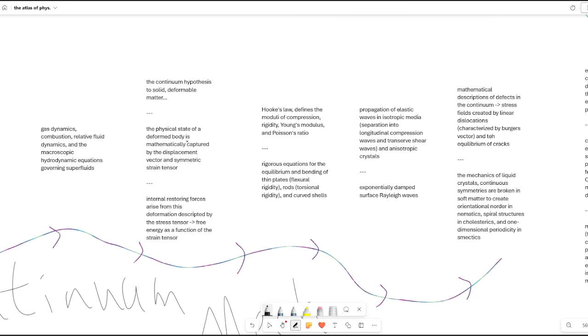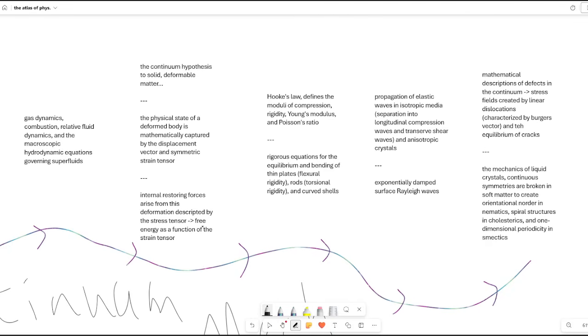So yeah, the physical state of a deformed body, of a solid deformed body, is mathematically captured by the displacement vector and symmetric strain tensor. Internal restoring forces arise from deformation described by the stress tensor, and free energy becomes a function of the strain tensor. And by the way, free energy comes from the partition function in statistical mechanics to then describe order parameters, or basically describe all of the thermodynamic quantities and stuff.